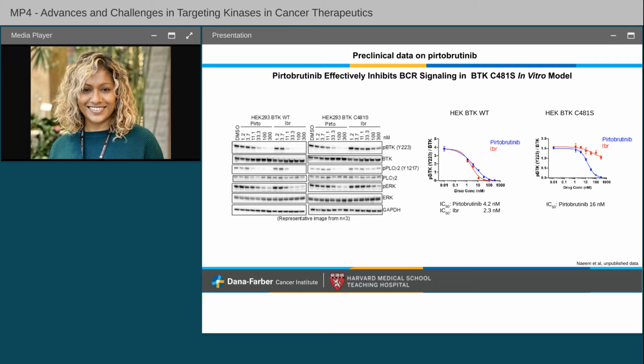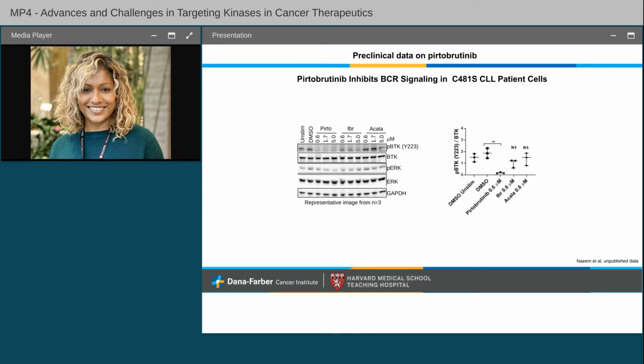And this can also be seen more clearly in the plots on the right, where in HEK293 BTK wild type, both drugs inhibited phospho-BTK with similar IC50s, whereas in the HEK293 C481S cells, pirtobrutinib inhibited at 16 nanomolar, whereas ibrutinib failed to inhibit phospho-BTK.